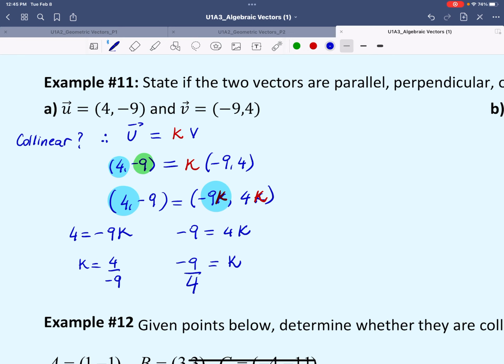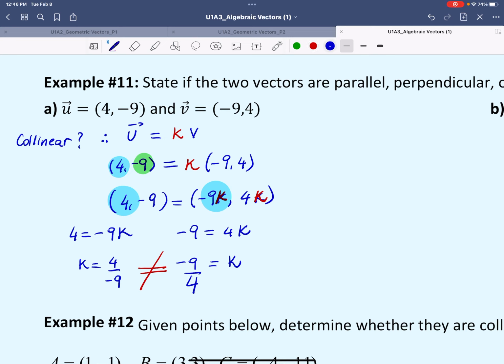And negative 4 over 9 and negative 9 over 4 are two different values. This is negative 0 point close to 5, and this is going to be a number less than negative 1. So it's going to be negative 2 point something, actually negative 2.25. So because we got two different k values, then we'll say that these two vectors are not parallel or not collinear, okay?